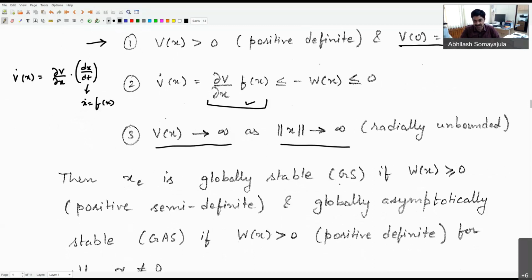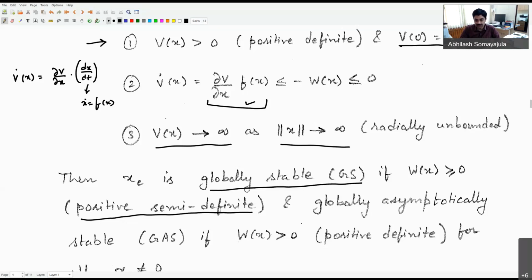So if this thing is greater than 0, which means this is definitely negative, right? Is that making sense? If W of x is greater than 0, then V dot is definitely negative. If W of x is greater than or equal to 0, then V dot must be less than or equal to 0. Okay. So in either case, xe is globally stable whenever this W of x is positive semi-definite. Semi-definite meaning that there is an equal to sign. If this equal to sign is not there, it will be positive definite.